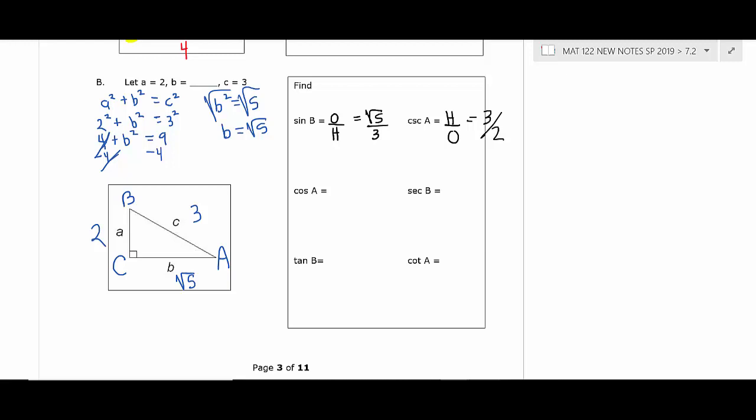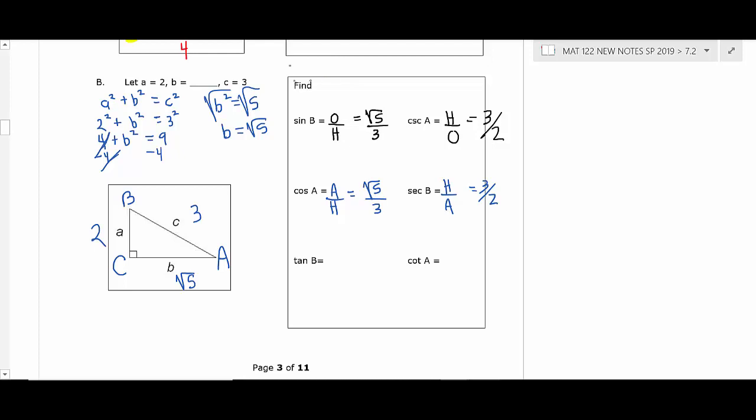Okay. All right, now we go to the cosine. The cosine's definition is adjacent over hypotenuse. Okay, look at angle A and talk it out. Adjacent is root 5, hypotenuse is 3. So that would be root 5 over 3. Okay. The secant is hypotenuse over adjacent. You're looking at the secant of B. So you look at hypotenuse 3 over adjacent 2. Okay, so if you're looking at angle B, it would be hypotenuse 3 over adjacent 2.